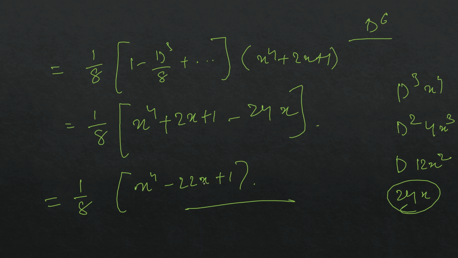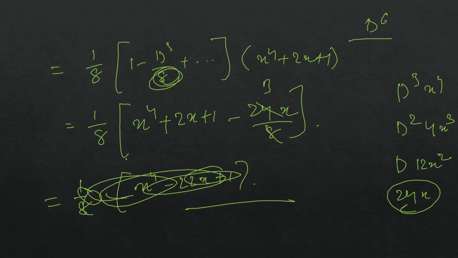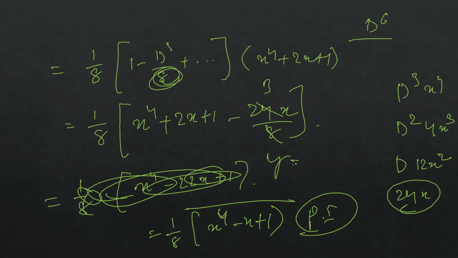Wait, am I making a mistake? Oh, there was 1 by 8 here too, so 24x by 8 is 3x. Okay, my bad, I forgot this minus 3x. So 2x minus 3x, that is minus x, plus 1. That will be your particular integral. We have calculated CF. So y you can write CF plus PI.